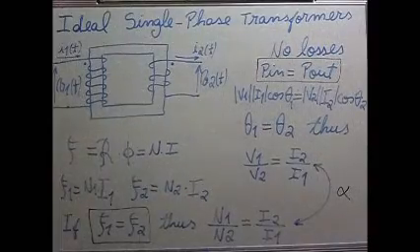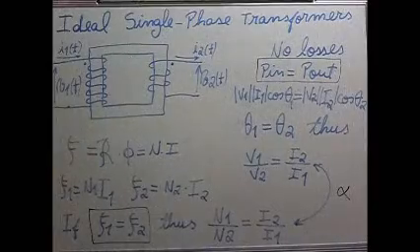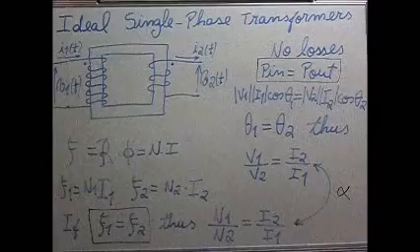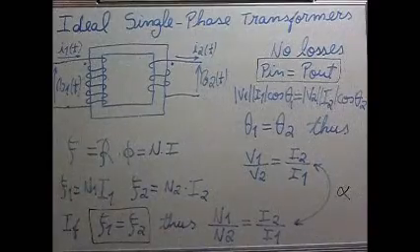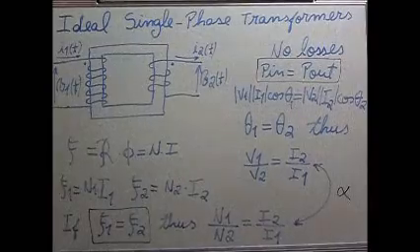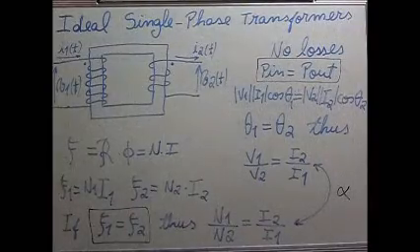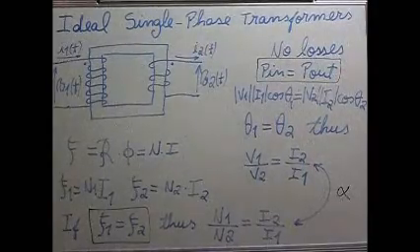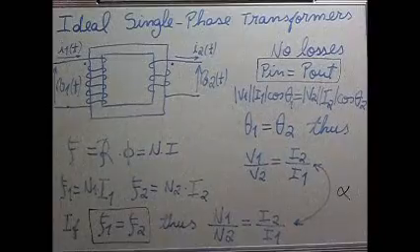Alright, if there is no power loss, what then can we say? We can say that the power that will enter the transformer is equal to the power that will exit the transformer. P in equals P out. But what is P in?